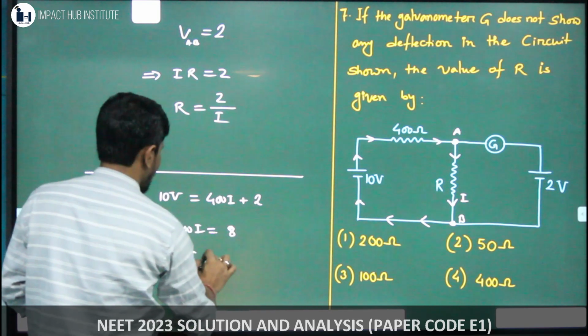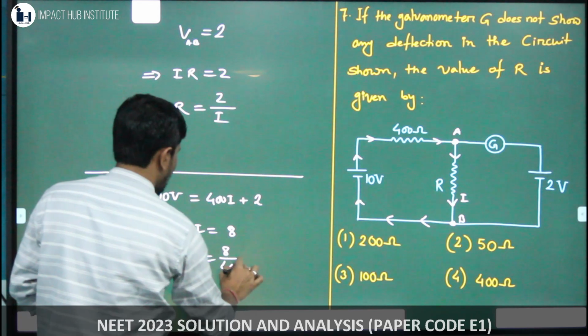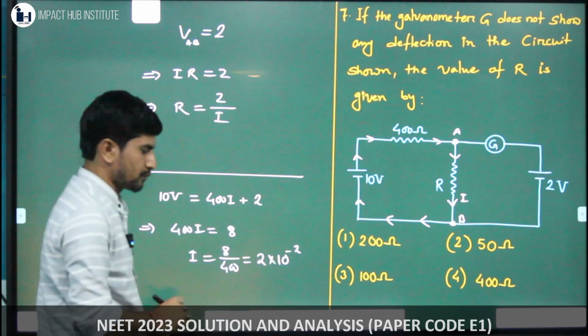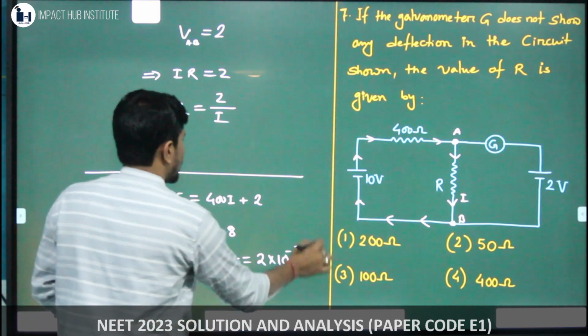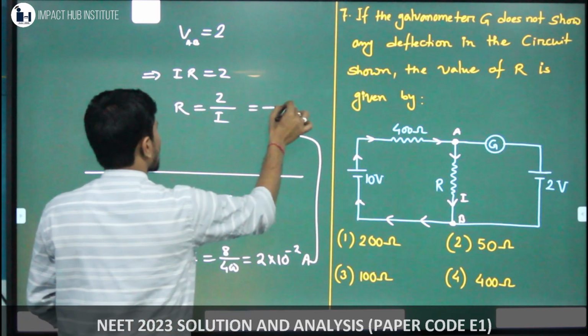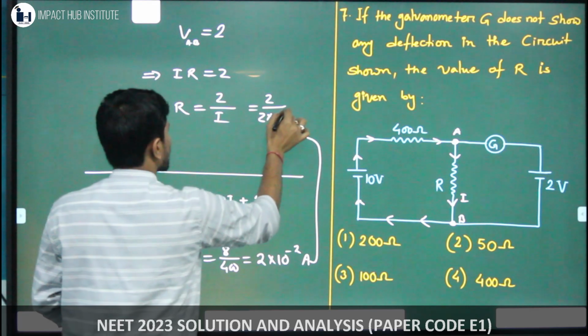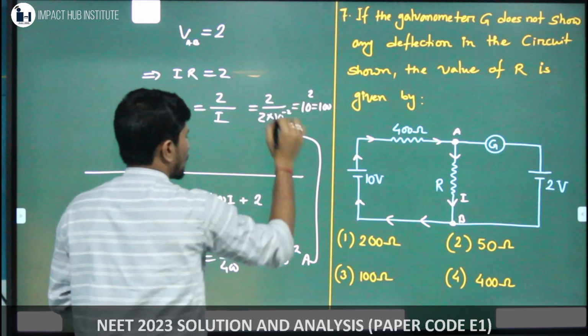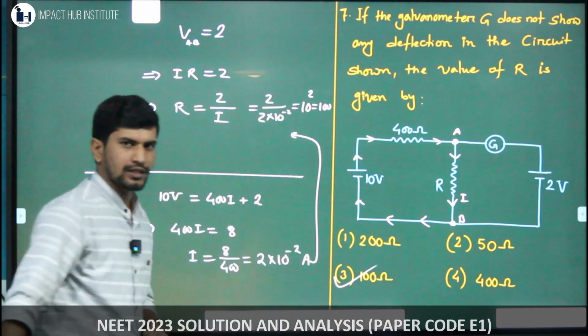8, or I will be equal to 8 by 400, which will be equal to 2 multiplied by 10 power minus 2 ampere. I feed this value here, and then I get that the value of the resistance is equal to 10 power 2, which is nothing but 100 ohm. Option 3 is the answer.